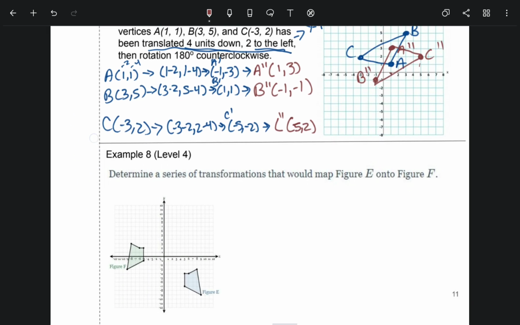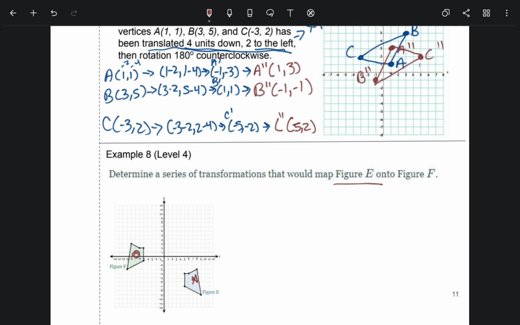Now level 4, we have to work backwards from what we just did. You're going to be given an image and a pre-image, and you want to see what happened to the pre-image to get our transformation. And part of this is kind of just guessing and seeing what happened, but there's a few things you can look out for. So we're looking for a series of transformations that would map figure E, which is this one right here, onto figure F, which is right here.